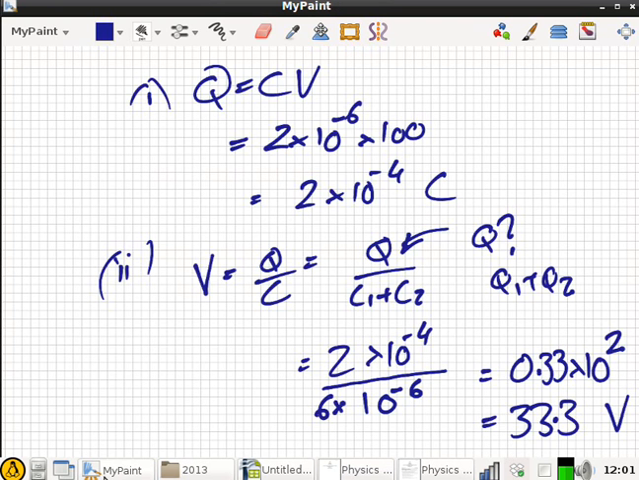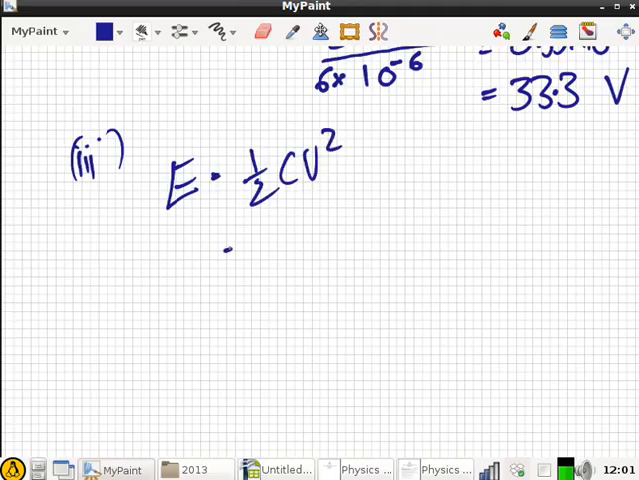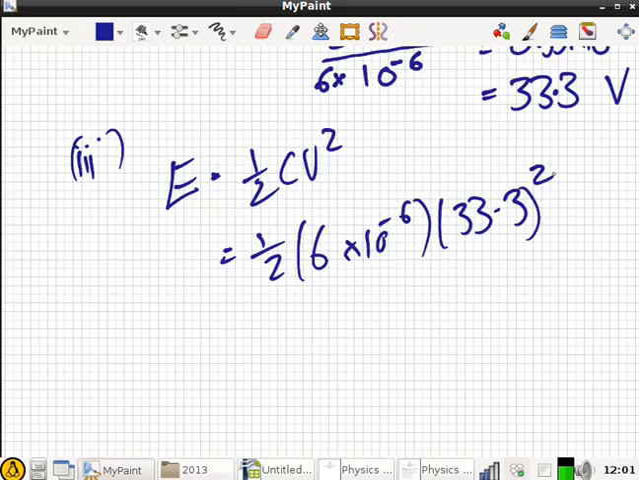I'll just quickly write that down. Energy equals a half CV squared. The C is 6 micro and the V is 33.3 squared. So this is how much? 3.3 times 10 to the power minus 3, so milli. So millijoules.